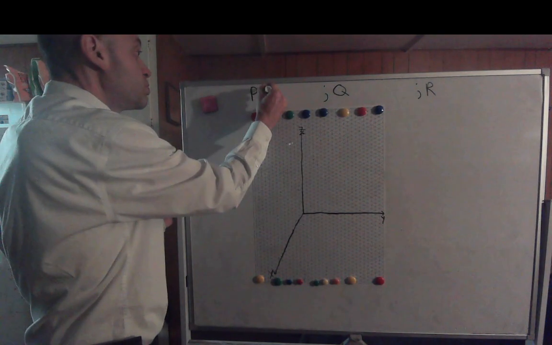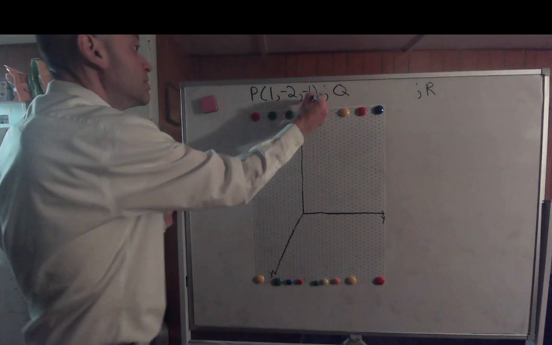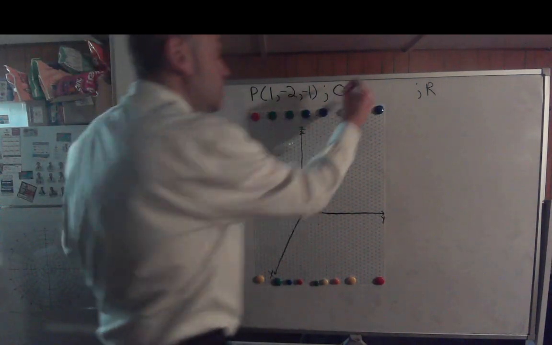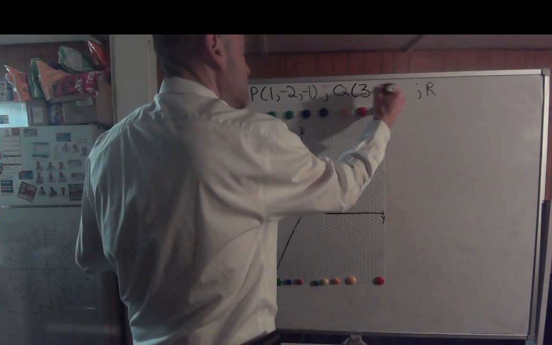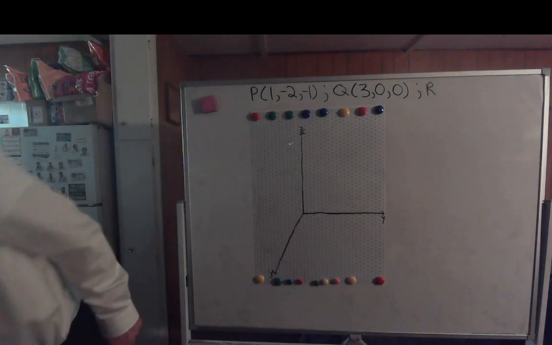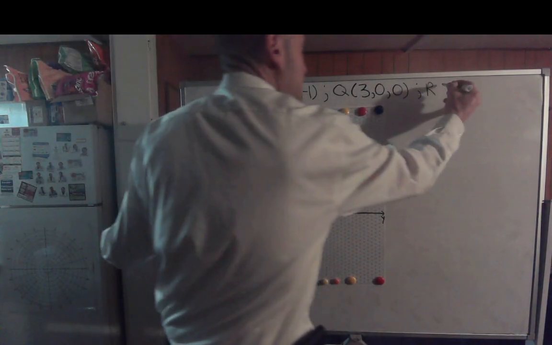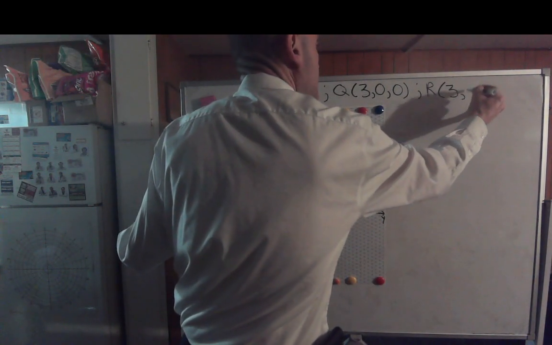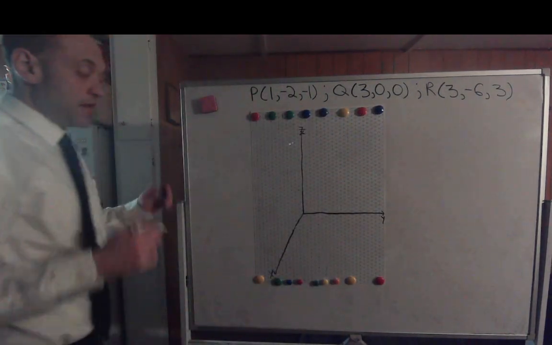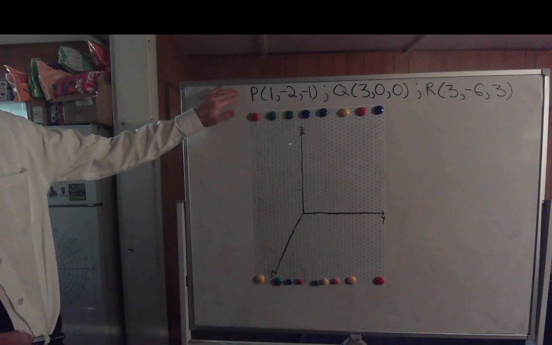So P has coordinate of 1, -2, -1. Q has a coordinate of 3, 0, 0. And then R has a coordinate of 3, -6, 3. So now we have triangles. We have a triangle PQR with these given vertices.